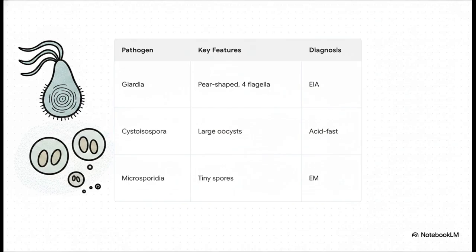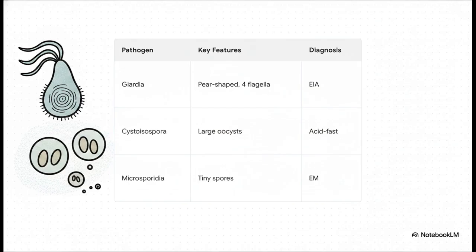Giardia is totally classic. Pear-shaped trophozoites, 4 pairs of flagella, and a ventral sucking disc. And that disc, that's exactly how it physically attaches to your proximal small bowel. Cystoisospora, on the other hand, features these massive oocysts. We're talking around 25 micrometers, with 2 sporoblasts inside.